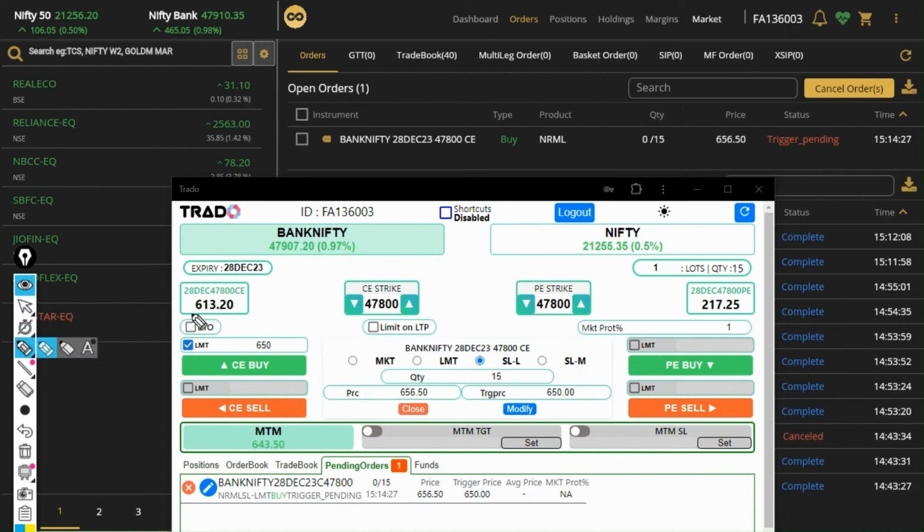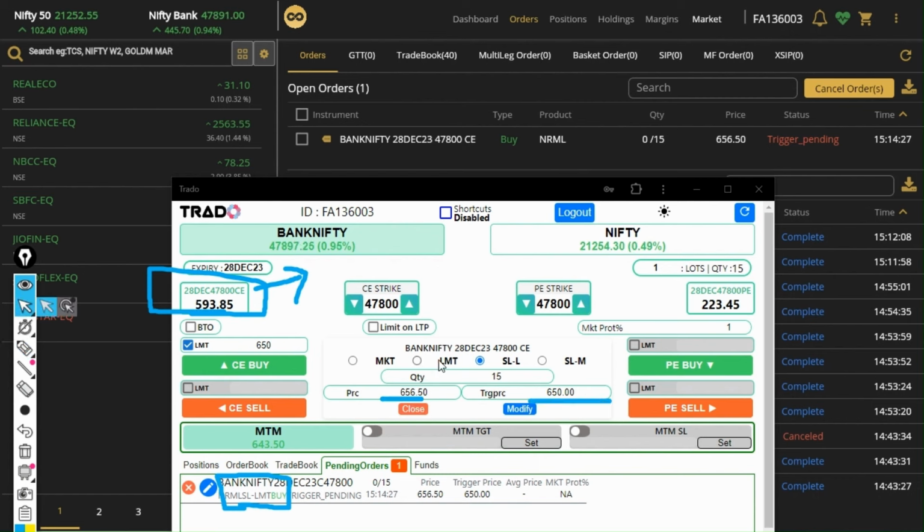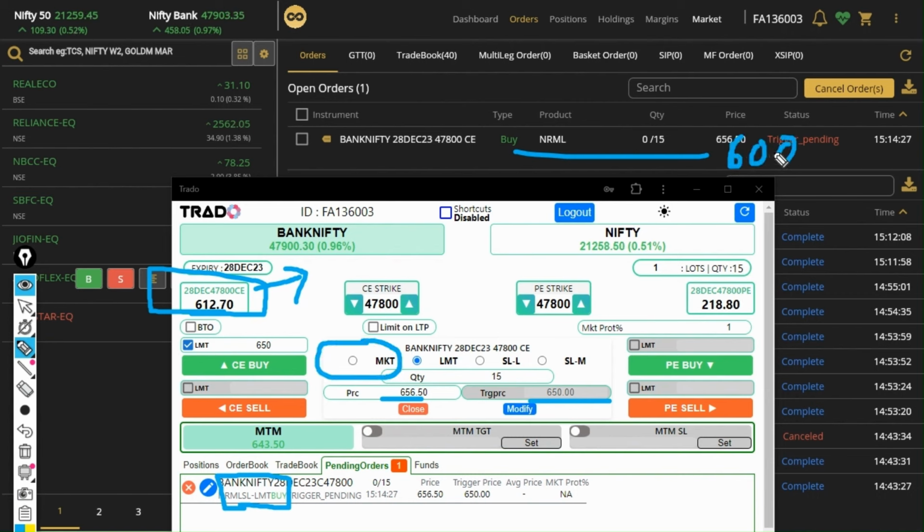Since you are buying above LTP, your order is placed as an SL limit order. In an SL limit order, you have to give both your price and trigger price, and in a limit order, you have to give only your price. Let me give a small recap of limit order, SL limit order, and market order. Suppose your LTP is 600, and if you want to buy at 600, then you can place a market order. Then you will buy around 600.